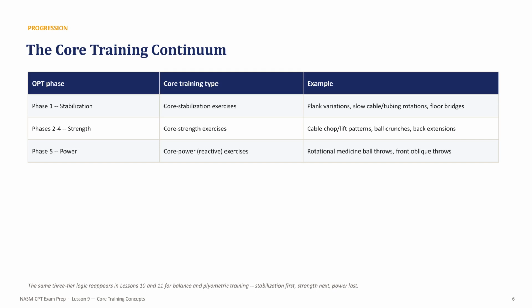Here's a pattern worth noticing. Stabilization first, strength next, power last. You've actually seen this exact 3-tier logic once before already, with flexibility back in Lesson 7. And you'll see it again, twice more, in Lesson 10 for balance and Lesson 11 for plyometric training. By the time you reach those lessons, you should start anticipating this table before it's even shown to you.